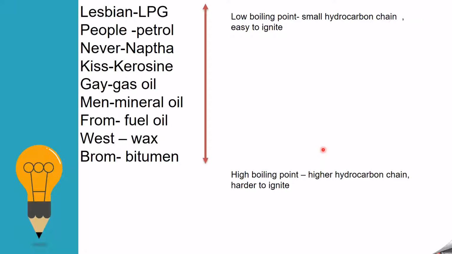If you know just one of the trends, for example for the smaller hydrocarbon chains in the fractional distillation column, you can easily work out the ones for the longer hydrocarbon chains, as it's basically just the opposite. So please do not take offense to that. It's not there to offend anyone, it's just there to help you memorize.